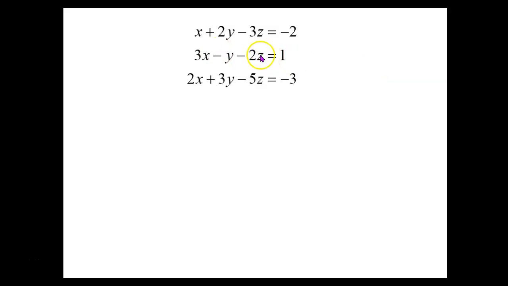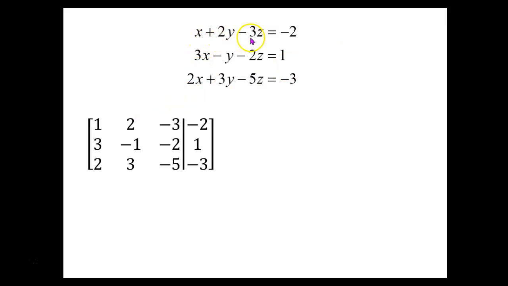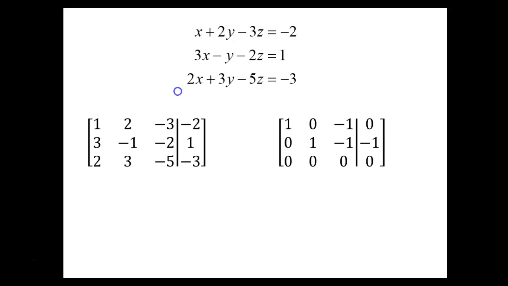Next example. For this system of equations, the augmented matrix is 1, 2, -3, -2; 3, -1, -2, 1; 2, 3, -5, -3. Then we get the reduced row echelon form of that matrix, and that turns out to be 1, 0, -1, 0; 0, 1, -1, -1; 0, 0, 0, 0.